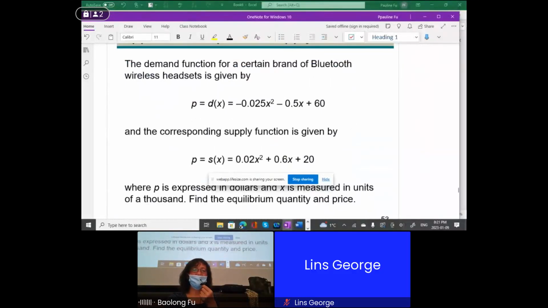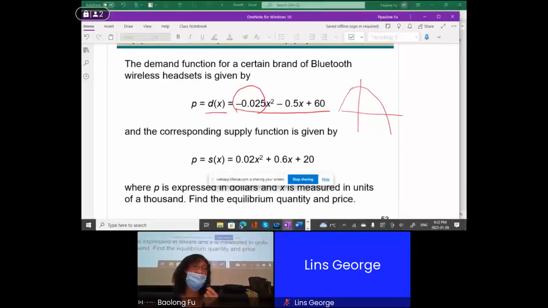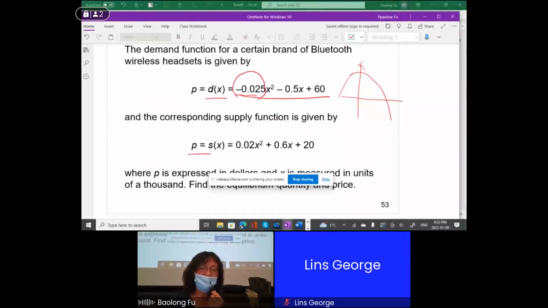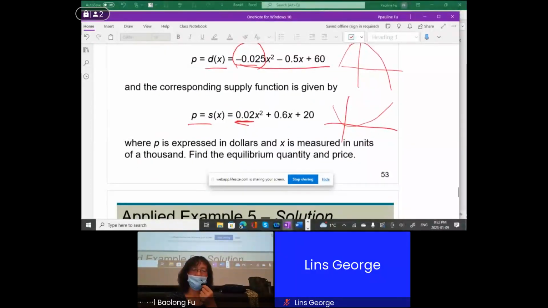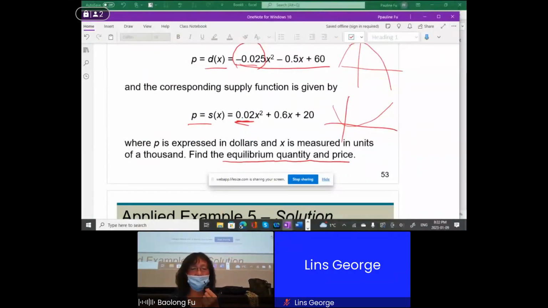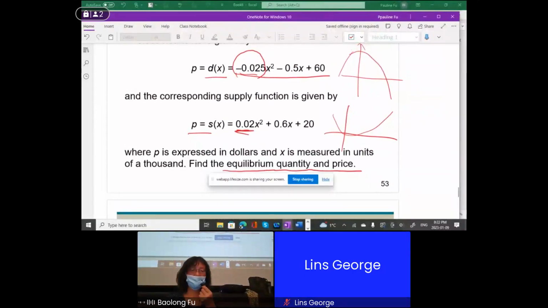Okay, example. The demand function is D(x), this one. When you see the negative sign in front of x squared, it means the curve is downward-sloping, okay? And then the supply function has a positive sign, meaning something like this, upward. And what is the question here? Find the equilibrium quantity and the price. That is the question.